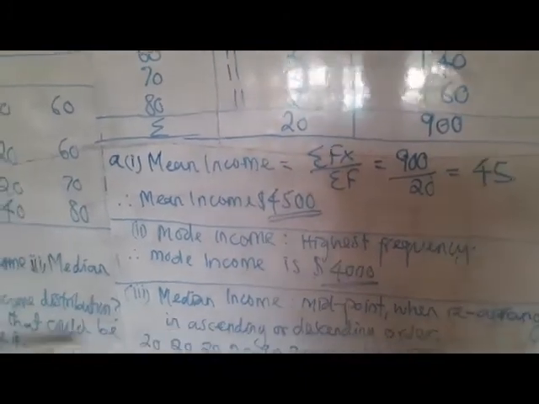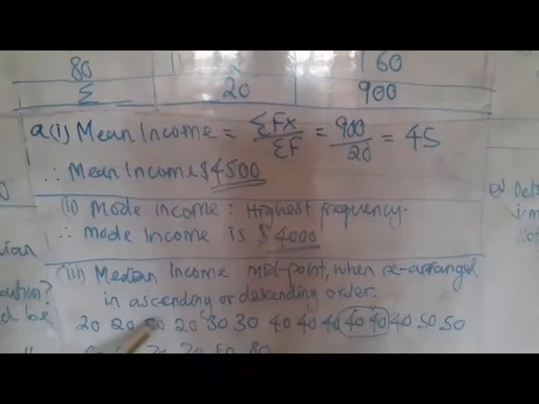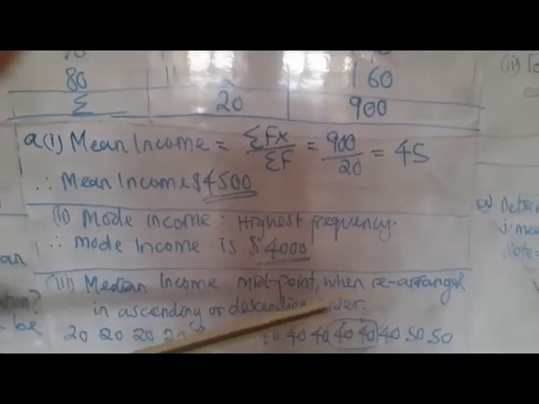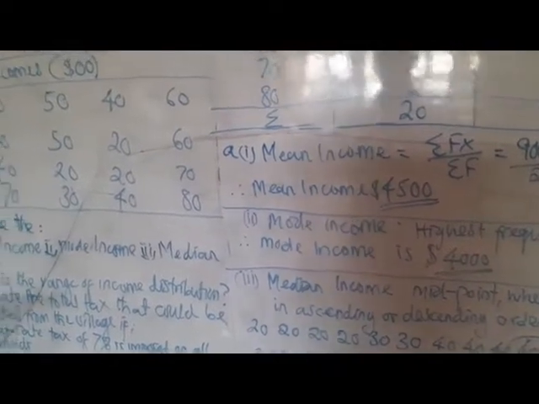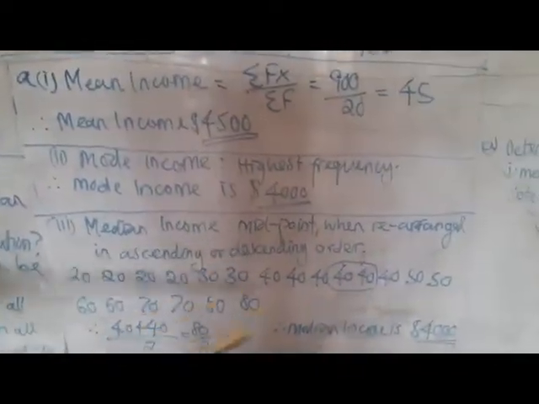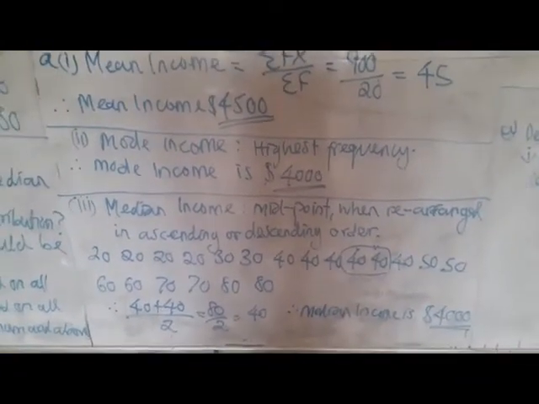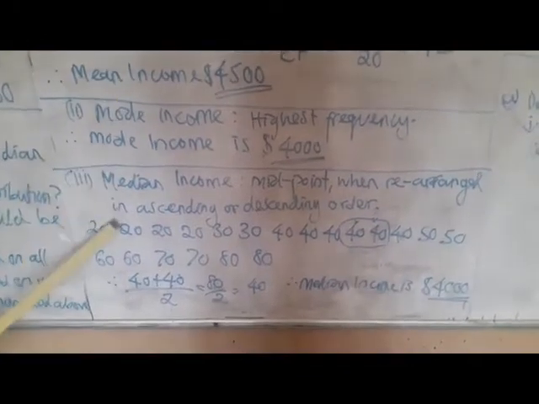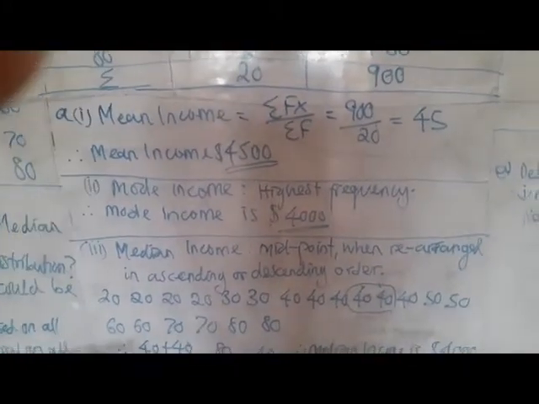Then the median income is always the midpoint when the data is rearranged in ascending or descending order. So you need to rearrange the data given to you here in ascending or descending order. What we did here is to rearrange it in ascending order. You still make use of your frequency table. 20 appears 4 times, you can see it 1, 2, 3, 4, then 30, 1, 2, in that order to the end where you have 80. So when you count the numbers, you're going to have what?